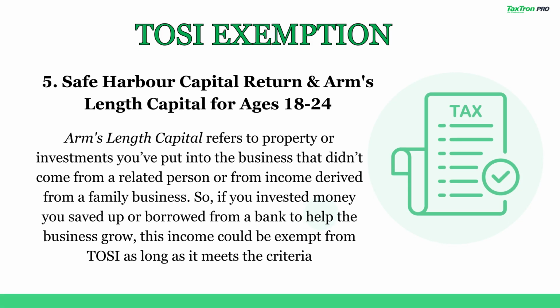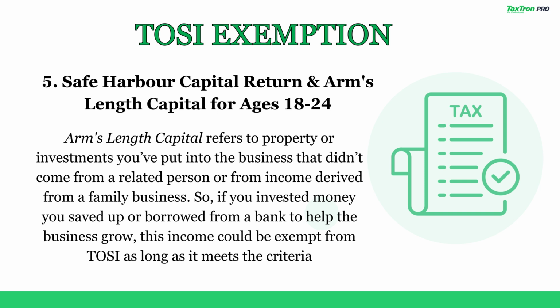Arm's length capital refers to property or investments you have put into the business that did not come from a related person or from income derived from a family business. So, if you invested money you saved up or borrowed from a bank to help the business grow, this income could be exempt from TOSI as long as it meets the criteria. For younger individuals, ages 18 to 24, if your return is based on your own investment, either under safe harbor rules or from arm's length capital, this income could be exempt from TOSI, making sure your earnings are taxed fairly.